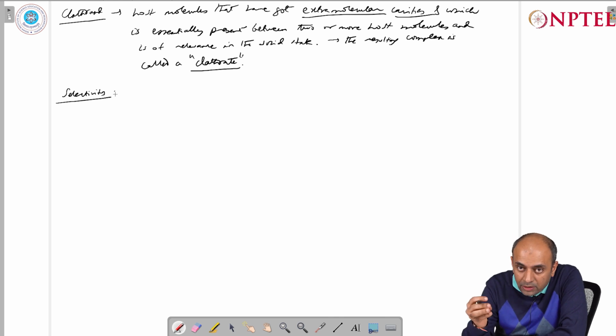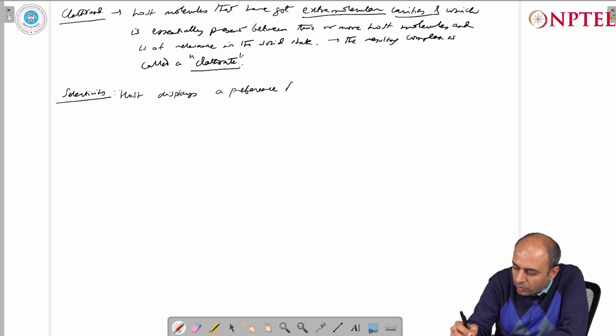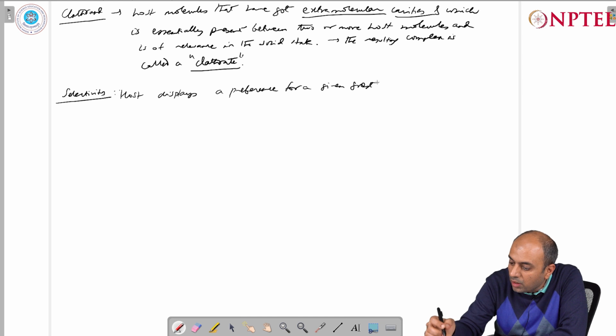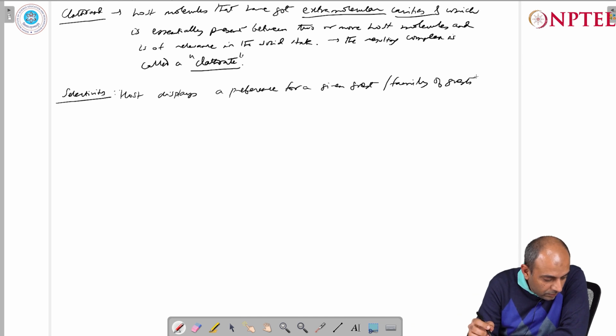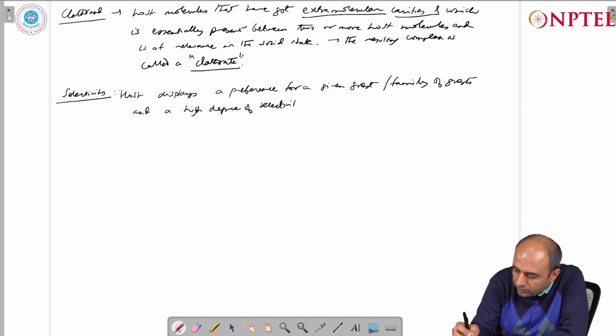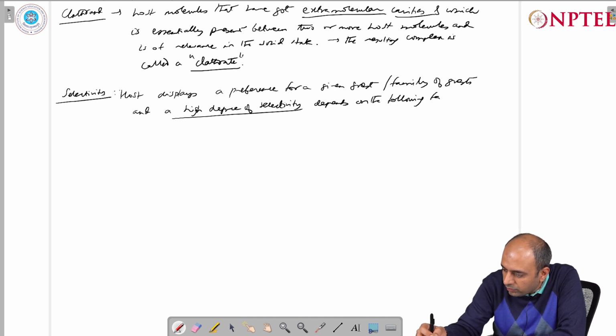And now we have got these different guests which are going to be sensed by the receptor, which is the host molecule, and this decides the selectivity of the process, and therefore the host displays a preference for a given guest or a family of guests, and a high degree of selectivity depends on the following factors.